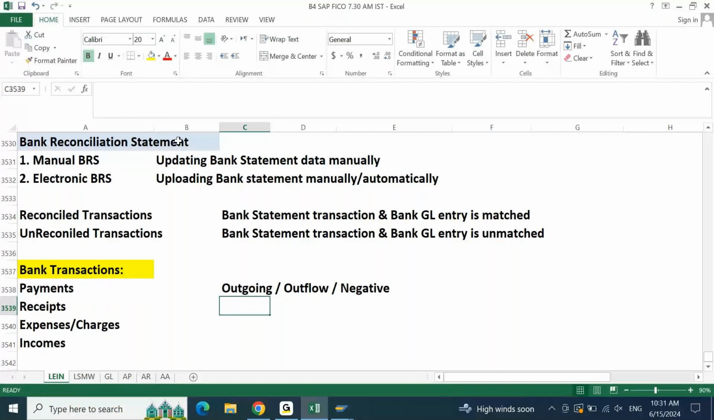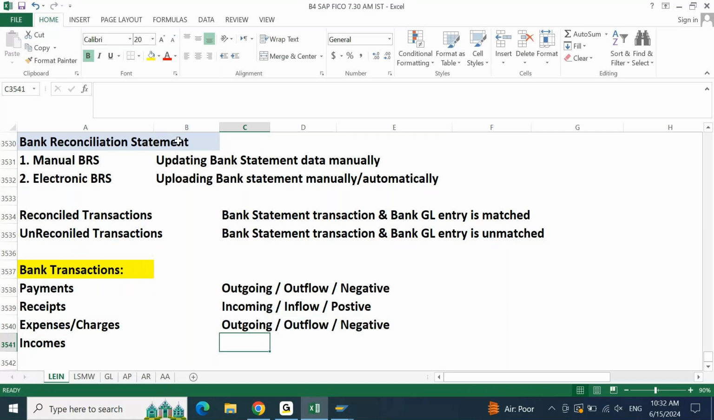Similarly, when I'm talking about receipt, receipt is my cash inflow or money inflow. I am receiving money into my bank account. This is, I would say, inflow. I'll also say incoming. Negative will become positive. And similarly, when you're talking about any expenses or any charges, this is nothing but outflow. Towards the charge, your money is going out. Similarly, when you're talking about income, towards the income, money is coming inside your bank account. This is nothing but your incoming.